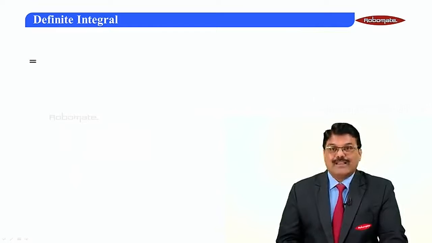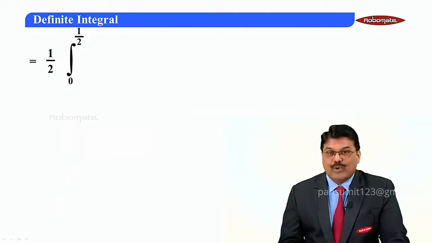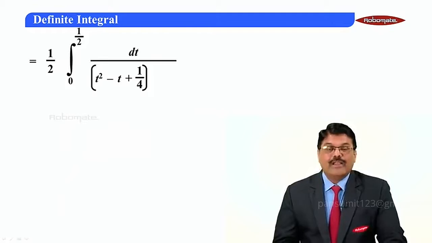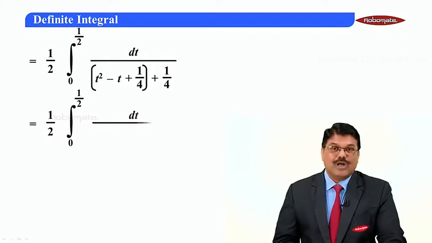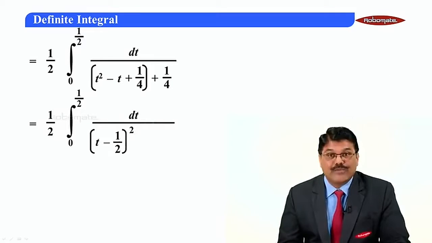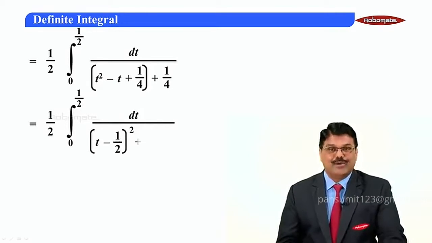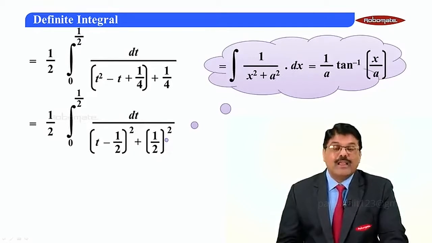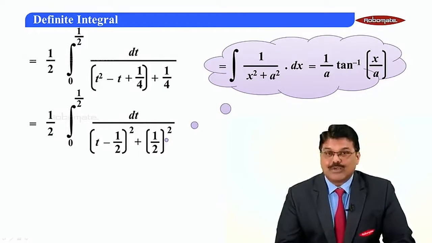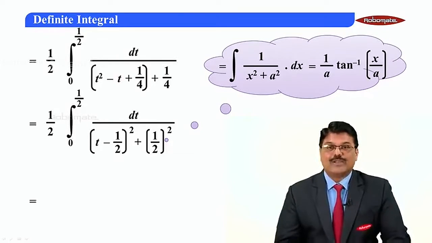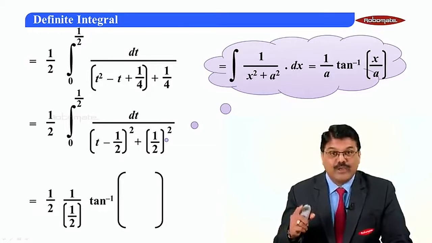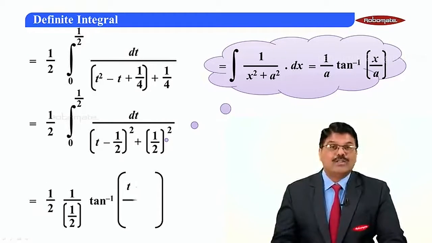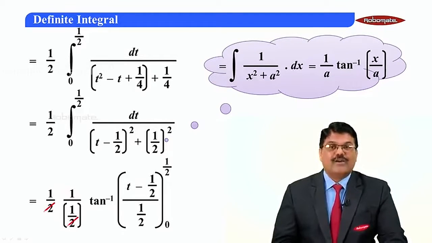Now look at that. Integration. Here half outside, it goes from 0 to half, dt upon, in one bracket, t square minus t plus 1/4 plus 1/4. So half outside, it becomes bracket square, which is (t minus half) the whole square plus (1/2) the whole square. It is in the form of 1 upon x square plus a square. So the answer is 1/a tan inverse of x by a. So I can write it 1/2, earlier term, that is outside, and into 1 upon half tan inverse of (t minus half) upon half, goes from 0 to half. Right?